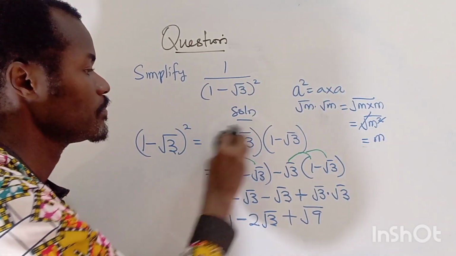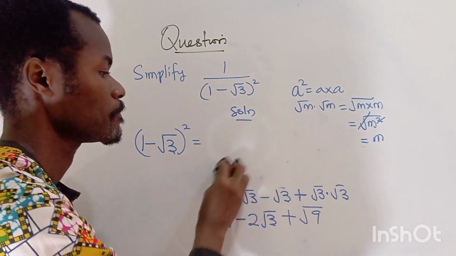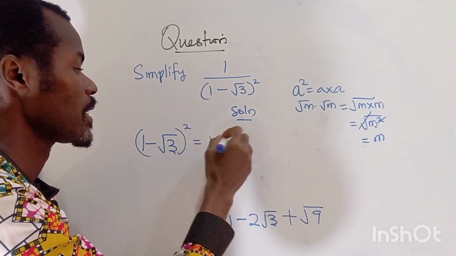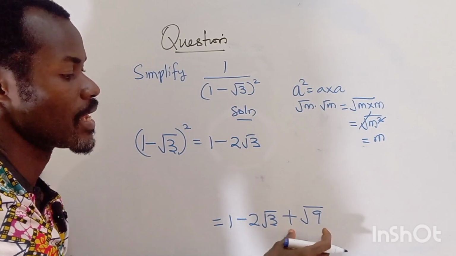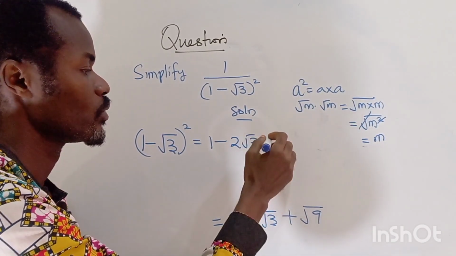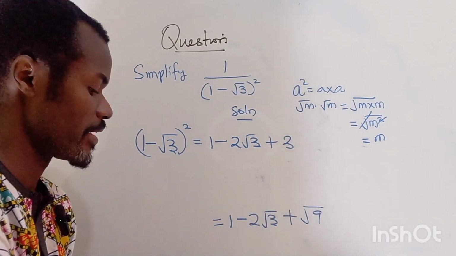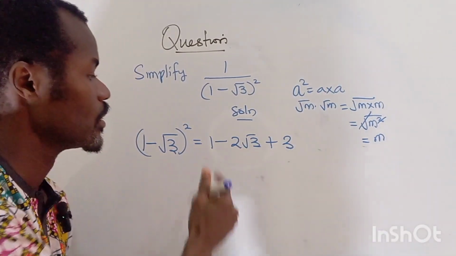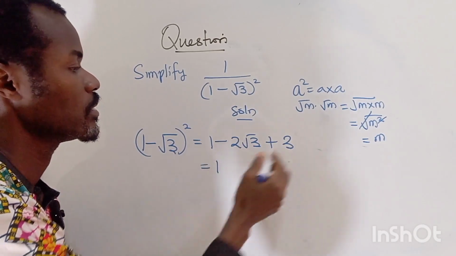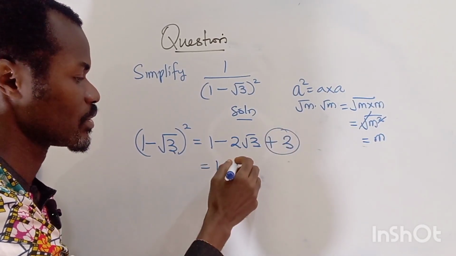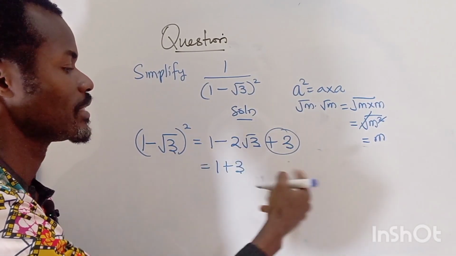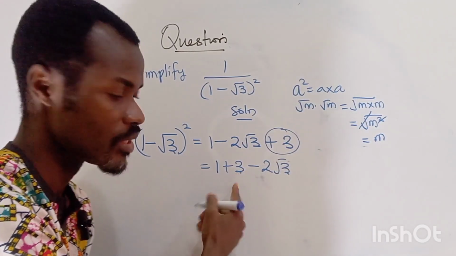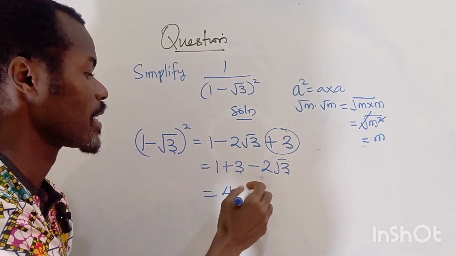So if we simplify further, let's see what that gives us. So we are going to get 1 minus 2 root 3. Now let's work on this. Square root of 9 is 3. So we have 3 there. Now from this point, we can collect like terms. So we can simply say this is 1, we bring this close. So we have 1 plus 3, and we'll keep this at the end, so minus 2 root 3. So 1 plus 3 is going to give us 4. So we have 4 minus 2 root 3.